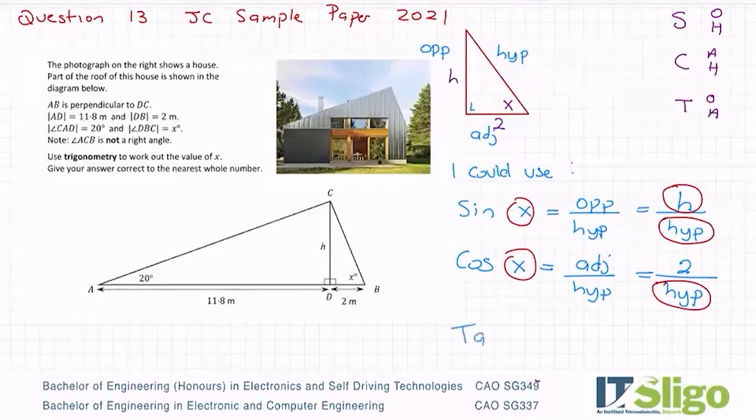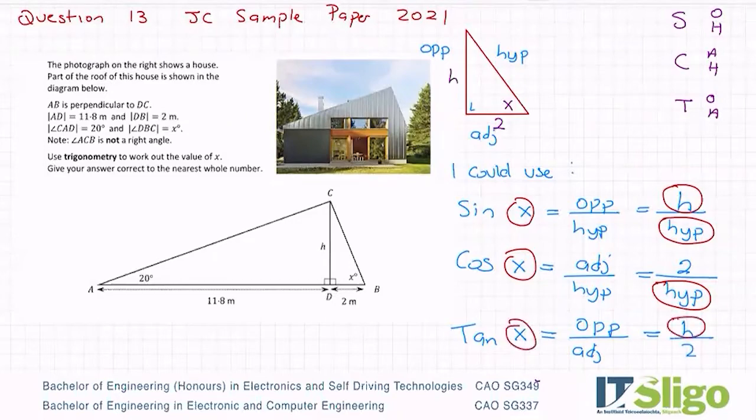Let's try tan. Because like I said, any of these will give us the angle. They all give you the same answer. It just depends on, do you have enough information to use them? Okay, so tan is opposite over adjacent. Okay, my opposite is H, my adjacent is 2.